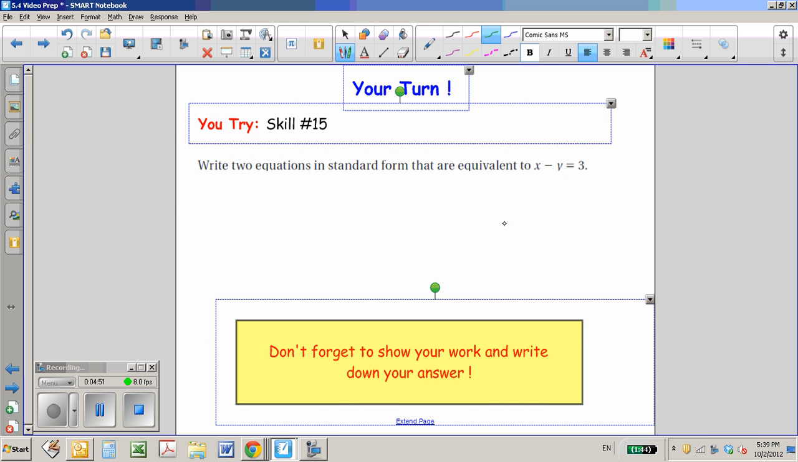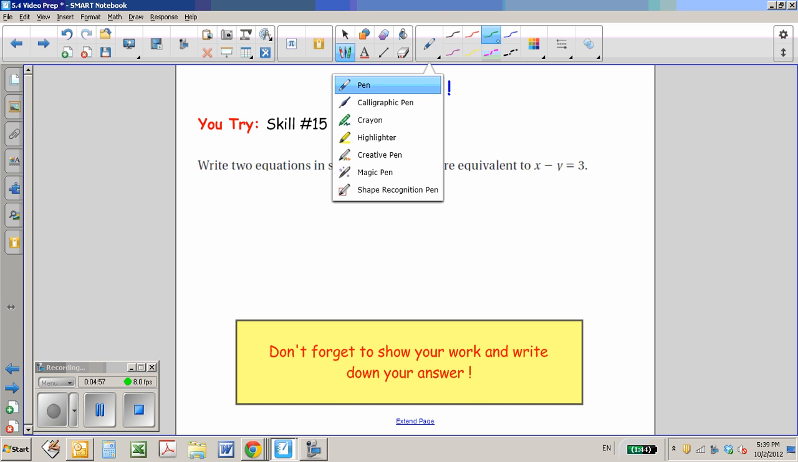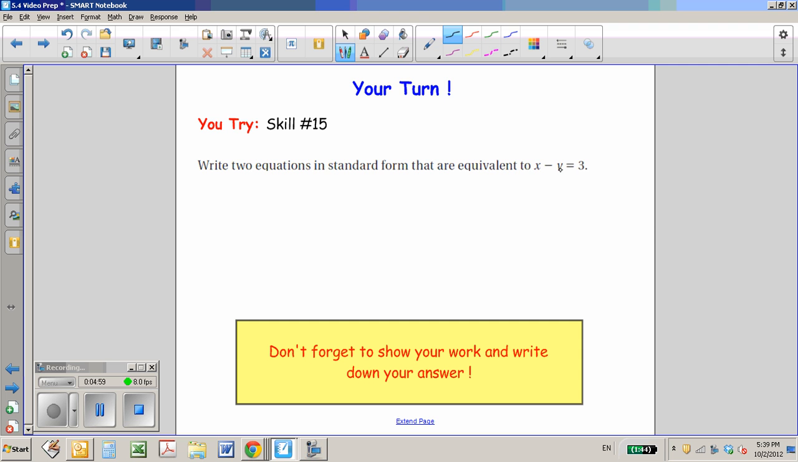Okay, so now it is your turn to try an example, and if you can't read this, this is actually a y here. So it's x minus y equals 3, and you're asked to write two equations in standard form. So pause the video and do the You Try example.